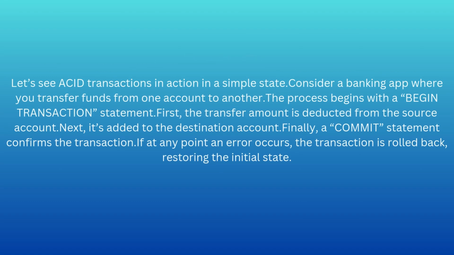Let's see ACID transactions in action in a simple example. Consider a banking app where you transfer funds from one account to another. The process begins with a begin transaction statement. First, the transfer amount is deducted from the source account. Next, it's added to the destination account. Finally, a commit statement confirms the transaction. If at any point an error occurs, the transaction is rolled back, restoring the initial state.